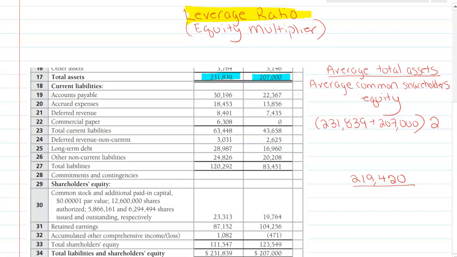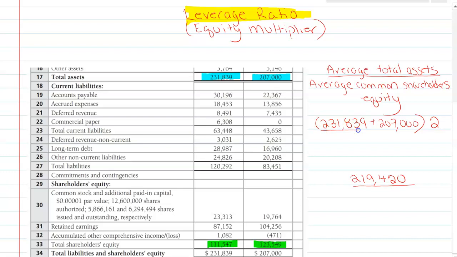The next step is you're going to take your average common shareholders' equity. So here's our shareholders' equity, the 111,547 and the 123,549. But I just want to caution you that if there is preferred shares on the balance sheet, you don't want to include it. So all of the items in shareholders' equity is the common items. So again, if there's any shares that are for preferred shareholders, you would not include them in that calculation.